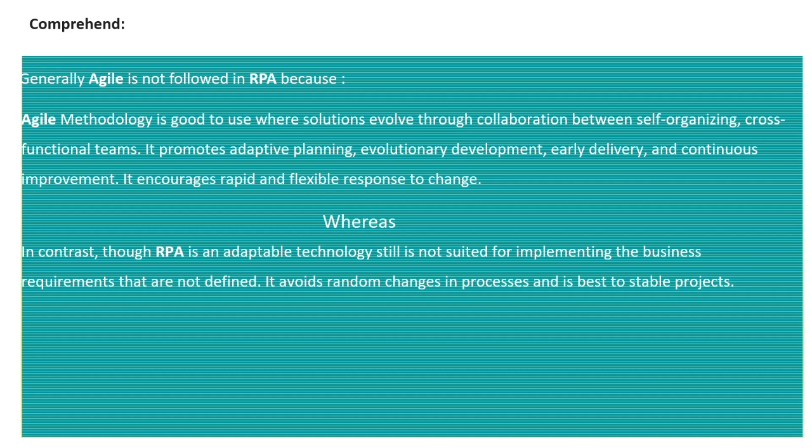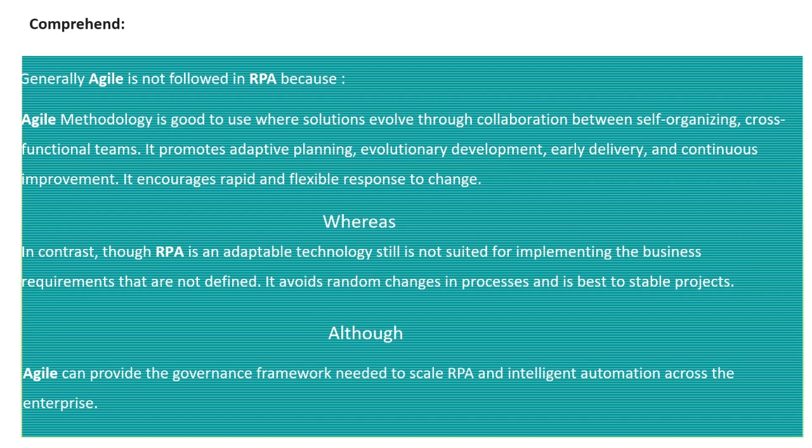functioning. Although we can say that Agile can be followed in the governance framework when we are talking about the RPA lifecycle, or we are talking about intelligent automation. At that time, the governance framework can follow Agile methodology for a successful implementation.